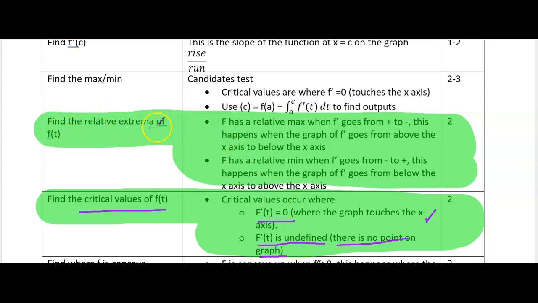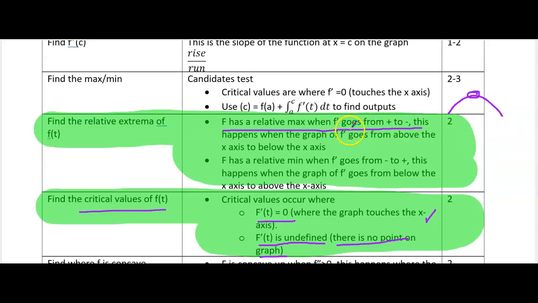Now, if they want you to find the relative extrema of f, then you can use these facts here. F has a relative max when the derivative goes from positive to negative. Now, let's understand why that is. The derivative is the slope of f. So if the derivative is going from positive to negative, that means the slope of f is going from positive to negative, which means that creates a relative max.